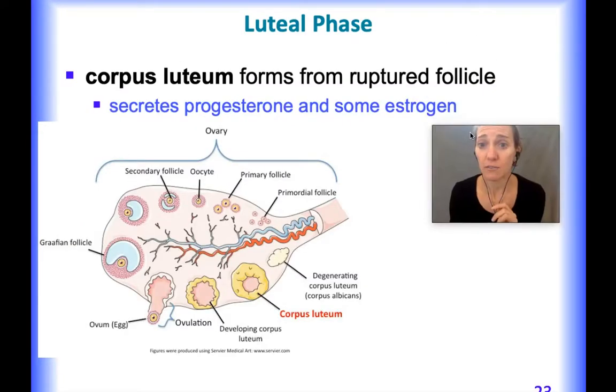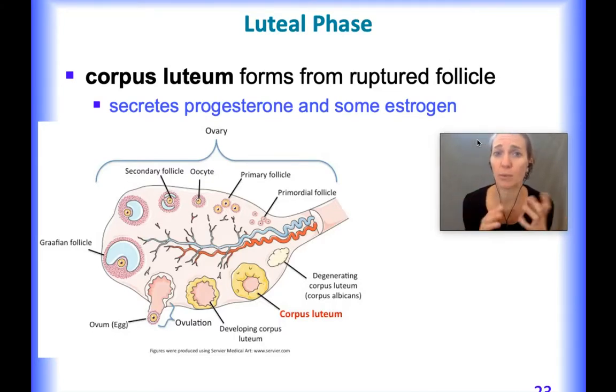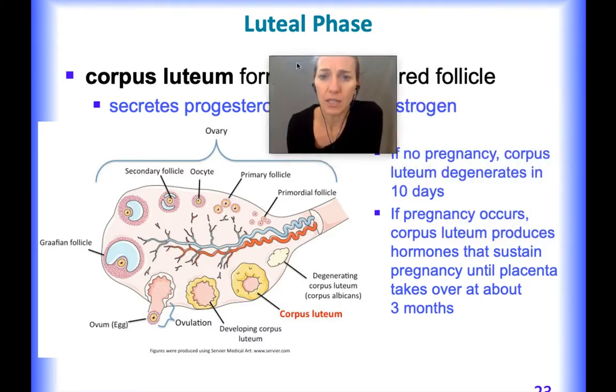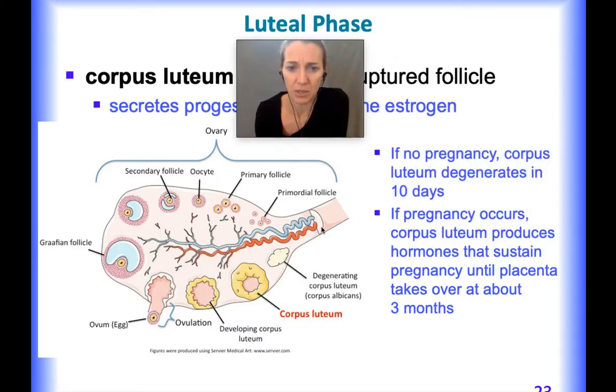So the luteal phase is named because the corpus luteum is dominating. The Graafian follicle morphs into the corpus luteum. Again, it's going to secrete progesterone and some estrogen. So if no pregnancy occurs, what you see happening is that corpus luteum degenerates in about 10 days, and it turns into what's called the corpus albicans. So it's like a white scar.